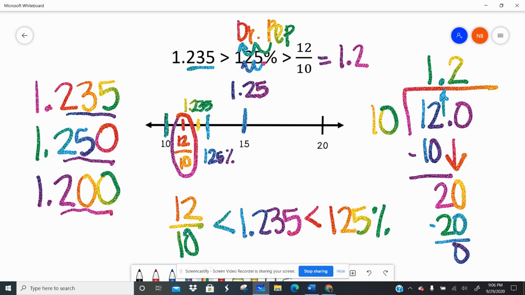So remember, use those number lines to help you put those fractions, decimals, and percents in order.